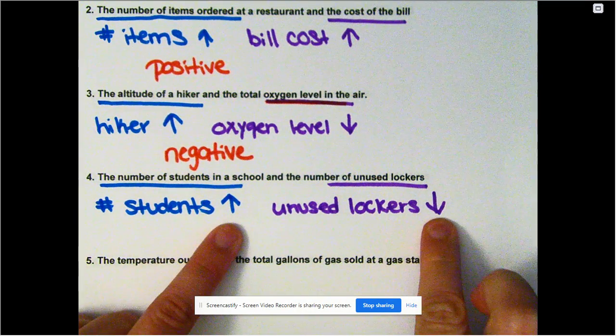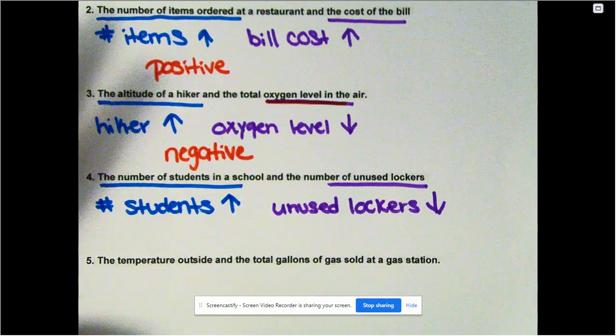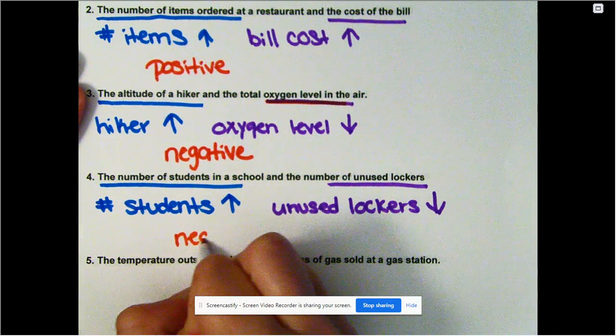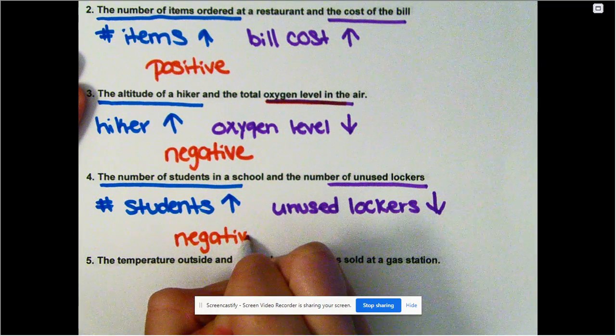So these are going in the opposite direction, one increasing while the other decreases, and that is called negative correlation, or that will show a negative correlation or association.